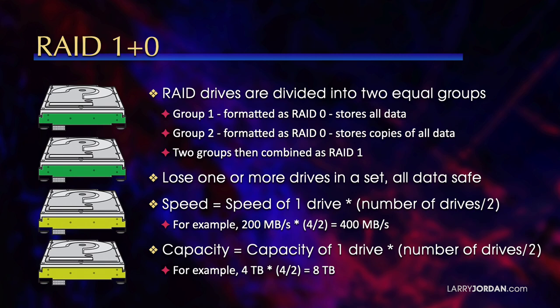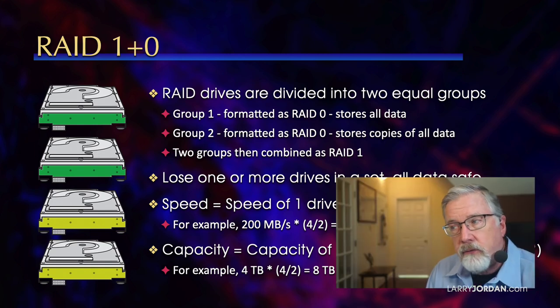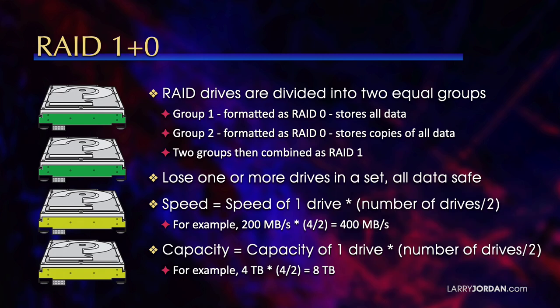Another form of RAID was invented called a RAID 10 or RAID 1 plus 0. Here, the number of drives, the physical objects inside the RAID container, is divided into 2 equal groups. They have to be equal. Group 1 is formatted as RAID 0 and stores the data. Group 2 is also formatted as RAID 0 and stores a copy of all the data, and the 2 groups are combined as a RAID 1. This gives us the speed of RAID 0 with the data redundancy of RAID 1, but doesn't give us the best possible speed, not as much as RAID 0, but it does give us redundancy.